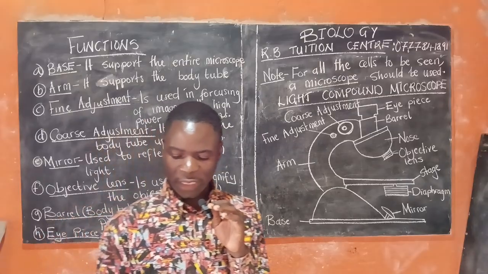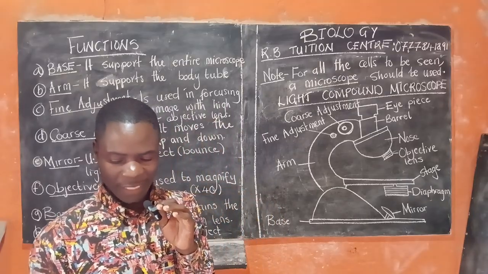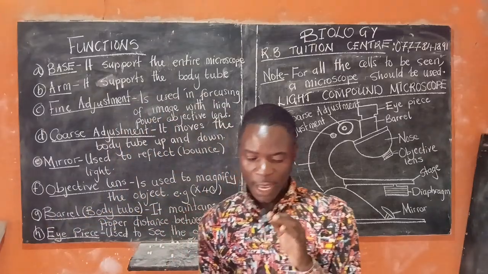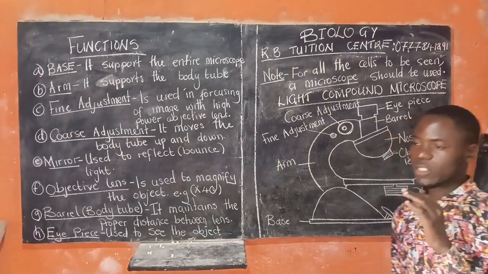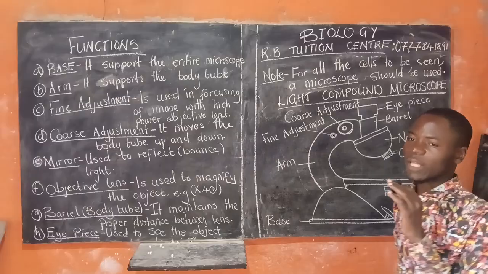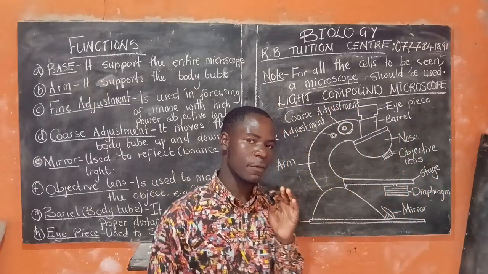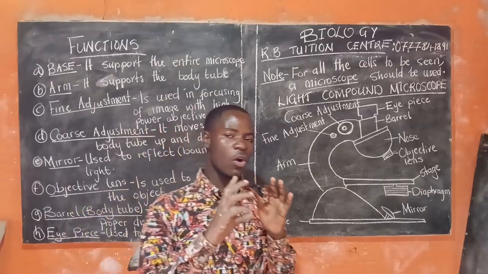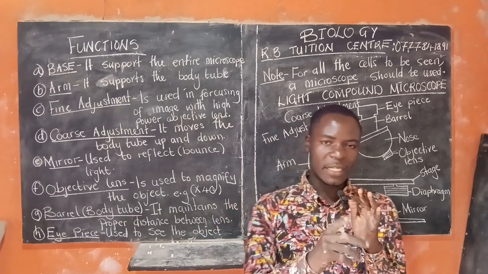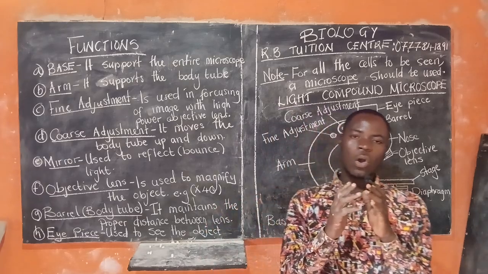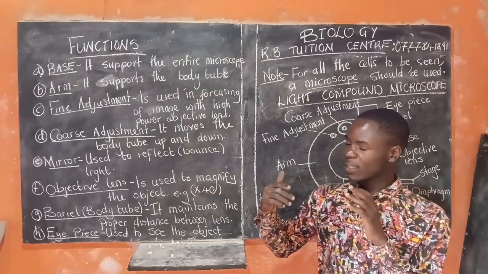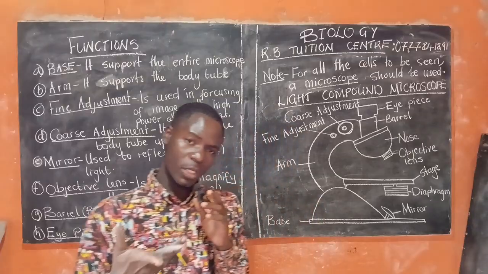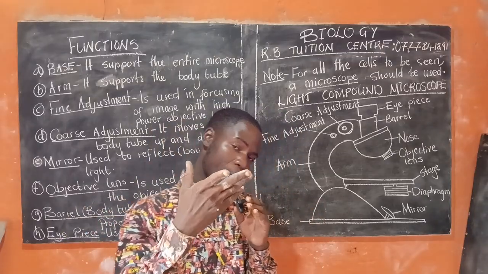Now, let us talk about the diaphragm. It is used to control the amount of light going through the object. That is the function of the diaphragm. These are the questions which are mostly asked in biology.